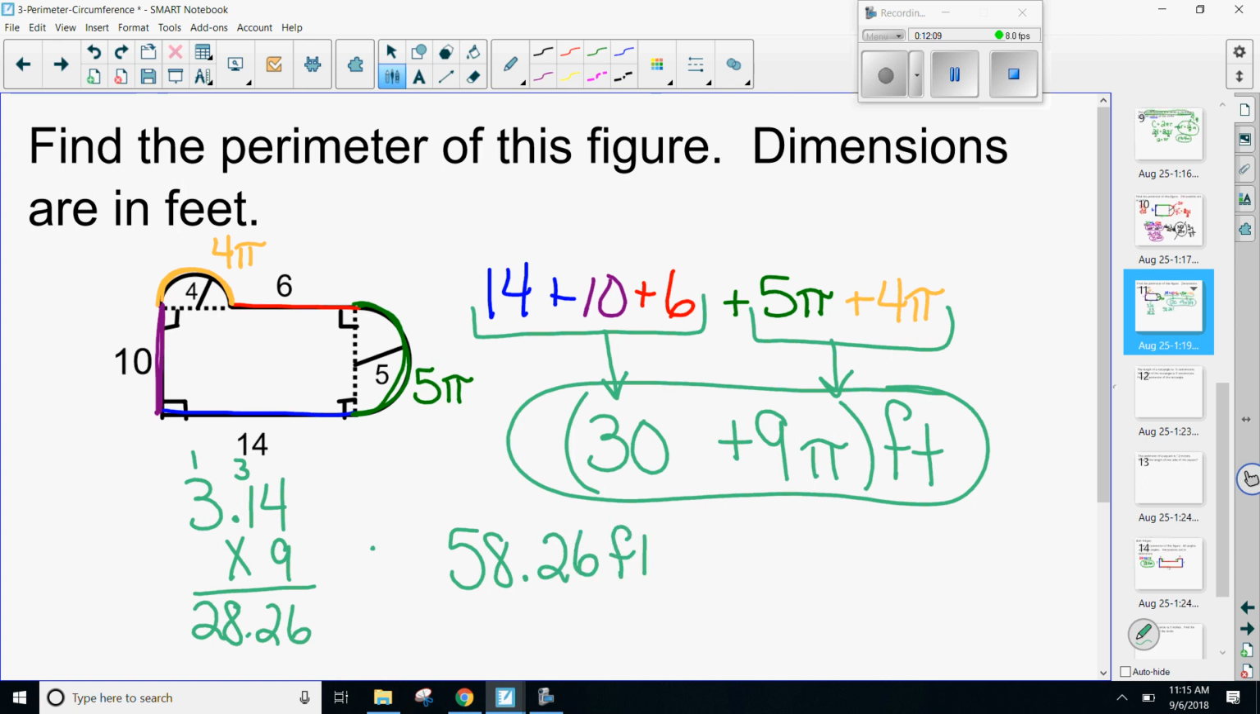58.26 feet. And there's your answer. Which two of you had that? Good job. I know 2 of you had that as an answer. I didn't know because I didn't do the actual calculation in my head.